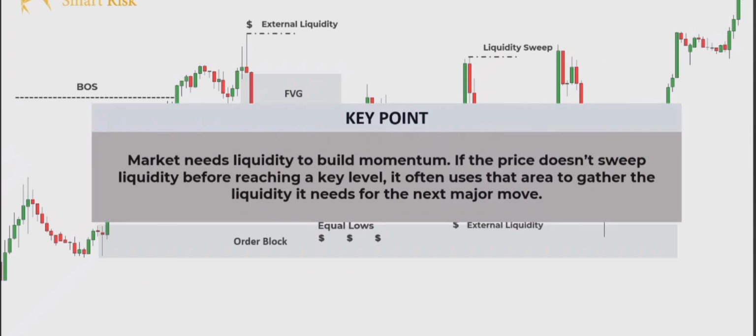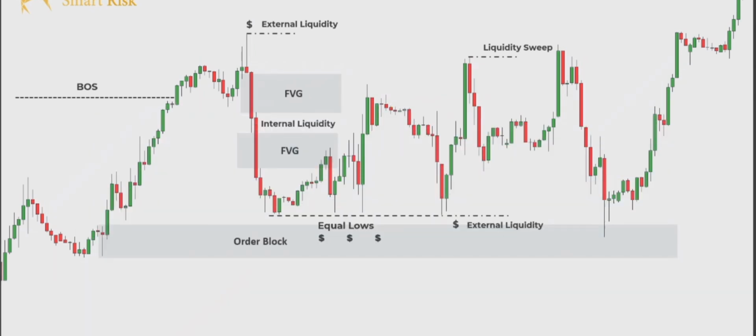Here's the logic. The market needs liquidity to build momentum. If price doesn't sweep liquidity before reaching a key level, it often uses that area to gather the liquidity it needs for the next major move. For example, look at this case.